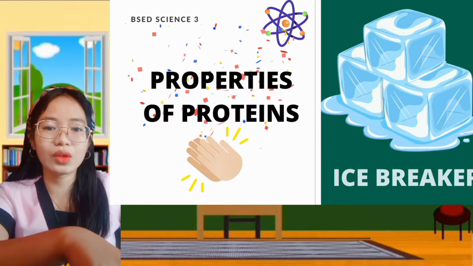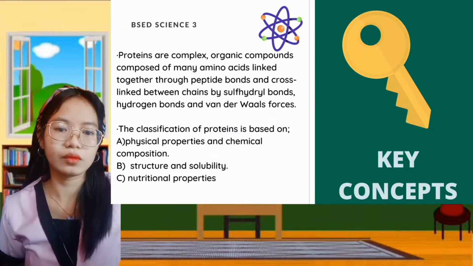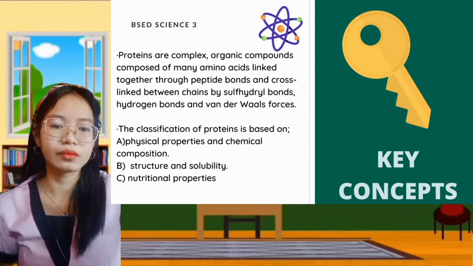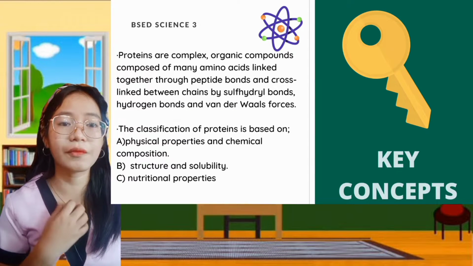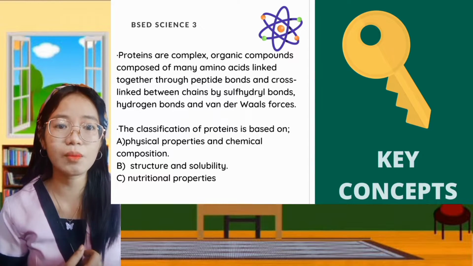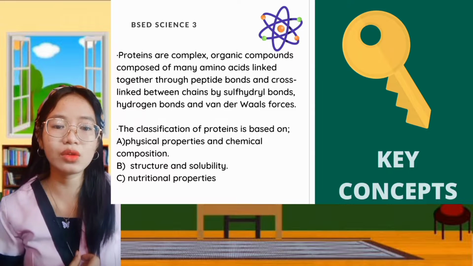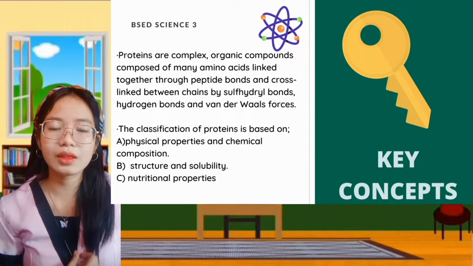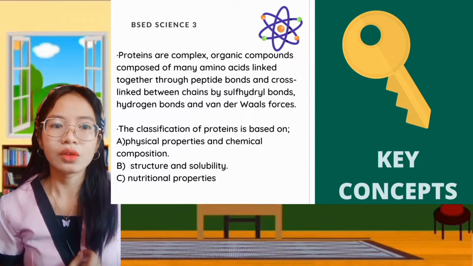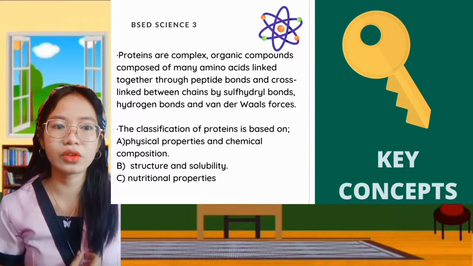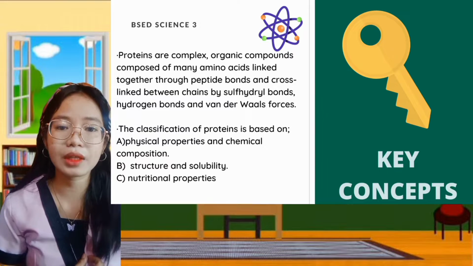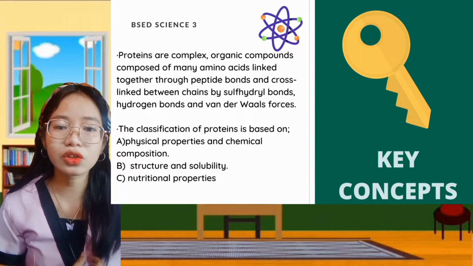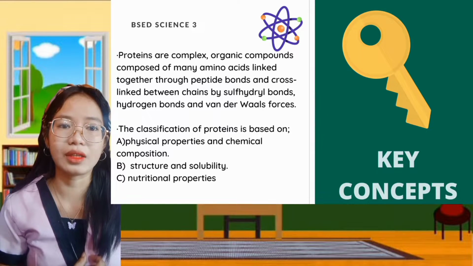So now let's proceed to the key concepts of the discussion. Here are the key concepts of our discussion for today. First, proteins are complex organic compounds composed of many amino acids linked together through peptide bonds and cross-linked between chains by sulfhydryl bonds, hydrogen bonds, and van der Waals forces. There is a classification of proteins based on physical properties and chemical composition, structure and solubility, and nutritional properties.